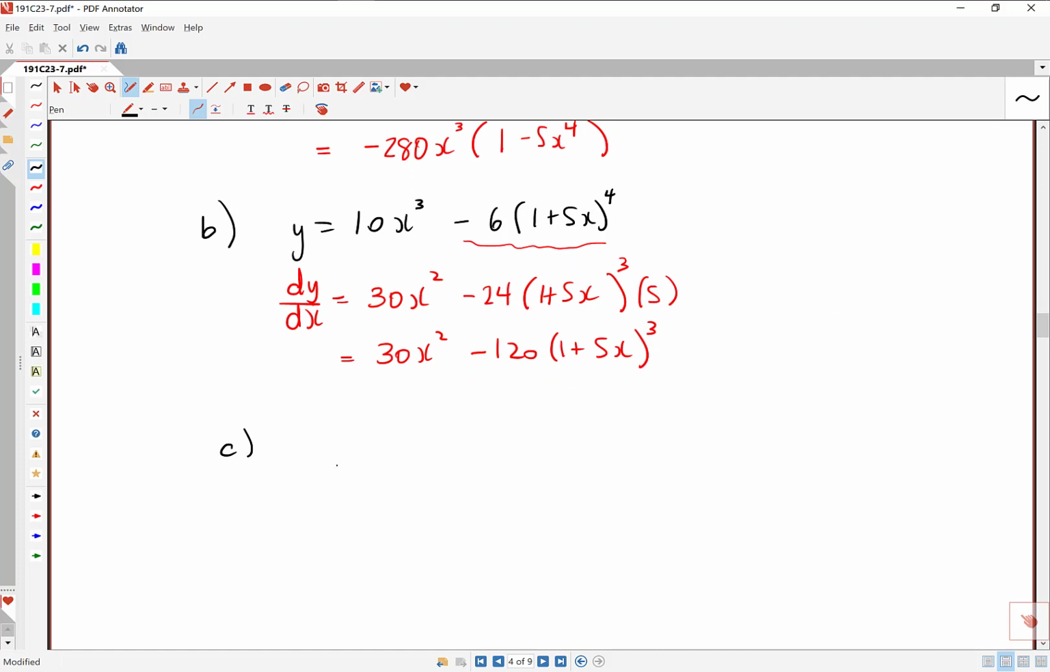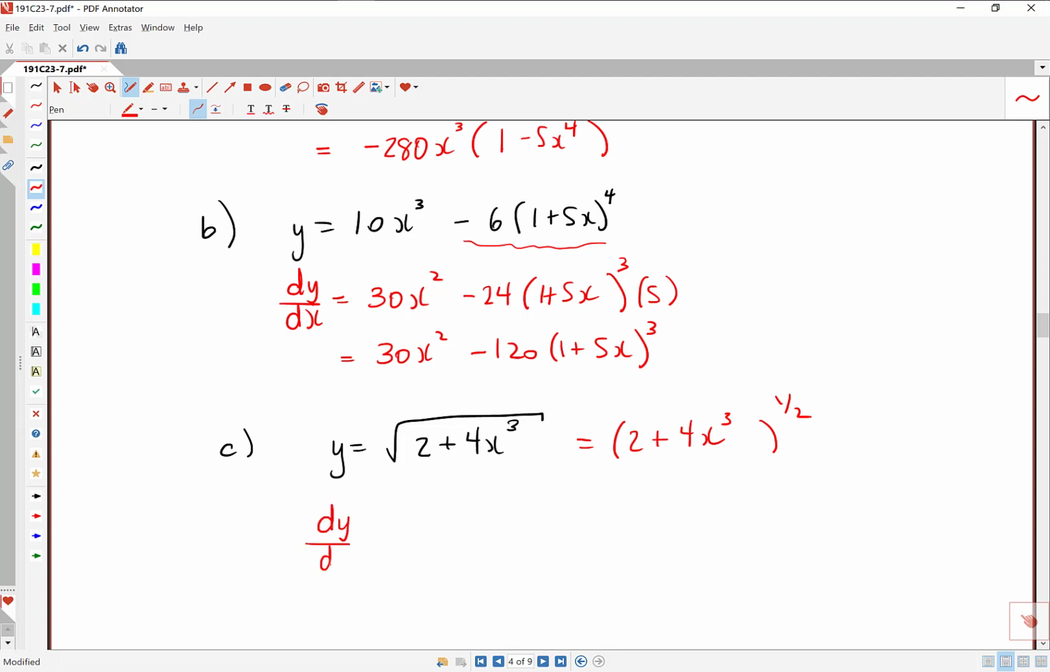Let's try another one. Let's say y is the square root of 2 plus 4x cubed. When you first approach this problem, you could say, I'm going to rewrite this in exponent notation. You can say that's (2 plus 4x cubed) to the 1/2, just to make life easier if you want.